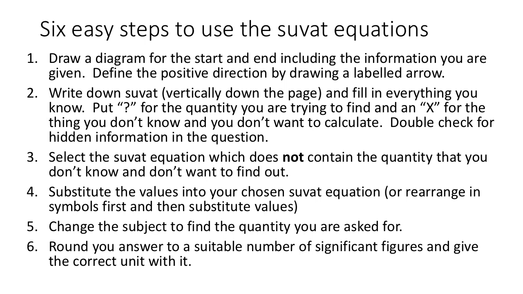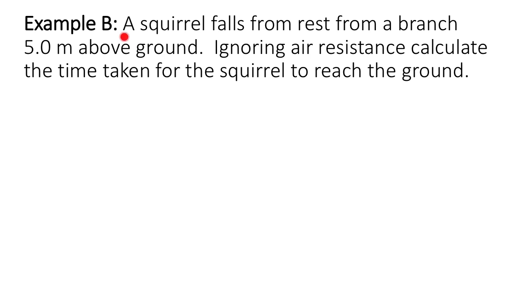We're now going to work through these 6 steps, one at a time, with an example problem. Our example problem is that a squirrel falls from rest from a branch that's 5 meters above the ground. We're told we can ignore air resistance and calculate the time taken for the squirrel to reach the ground.